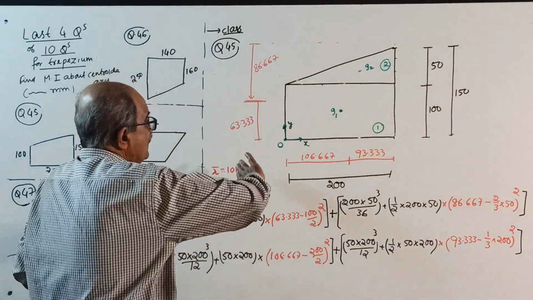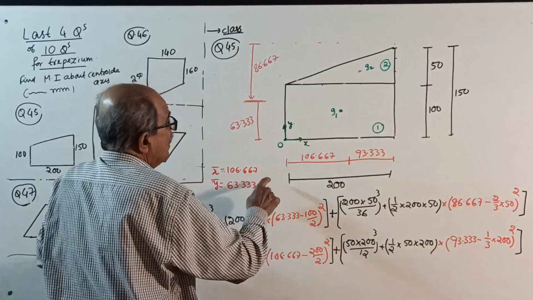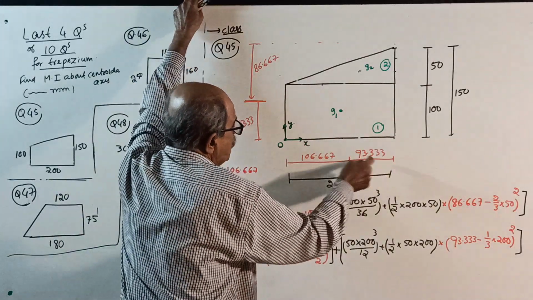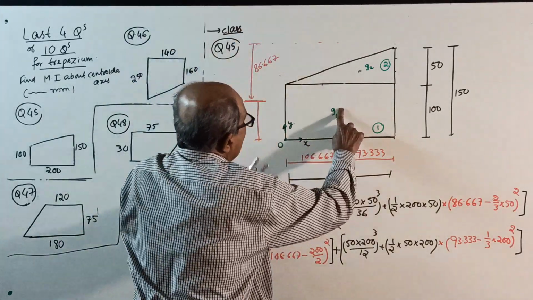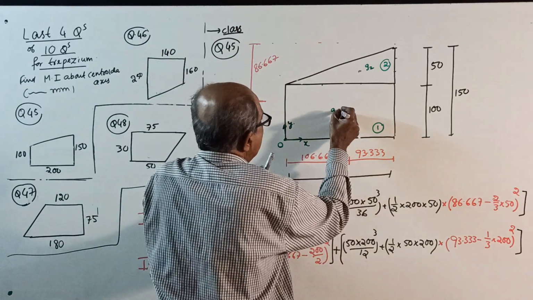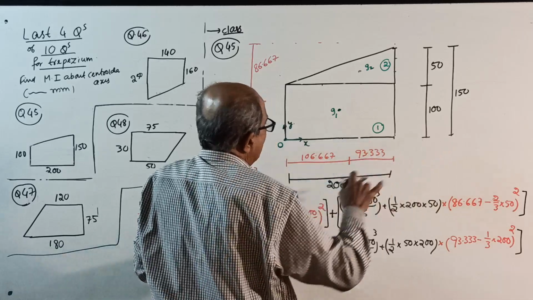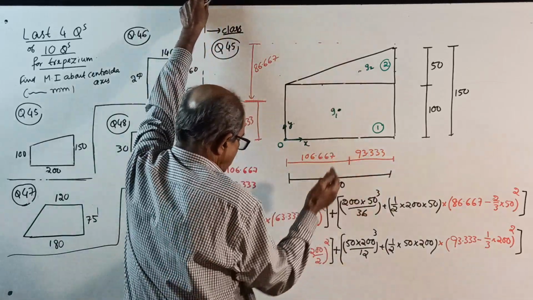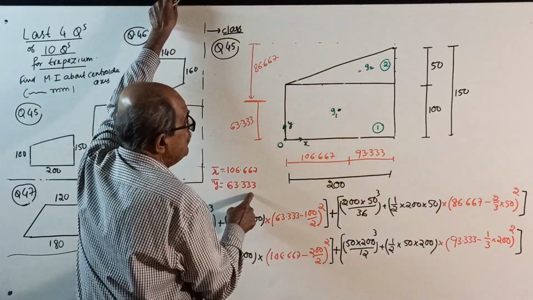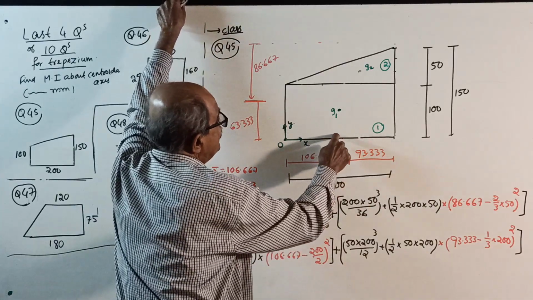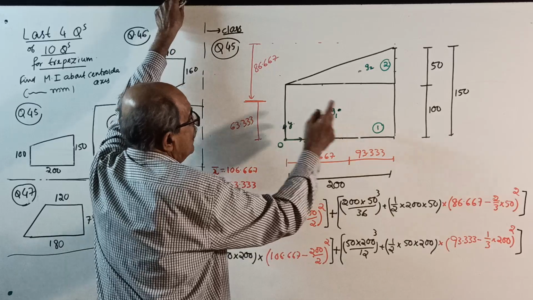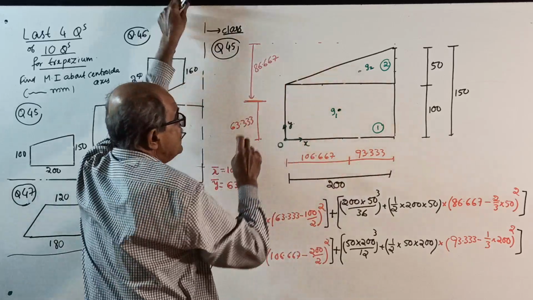Mark it. X bar 106.667. See, this is 200. Center is 100. See, the center is 100. So slightly after 100. Y bar, how much you got? 63.333. So up to center is 50, little above. From other side also, get distances.